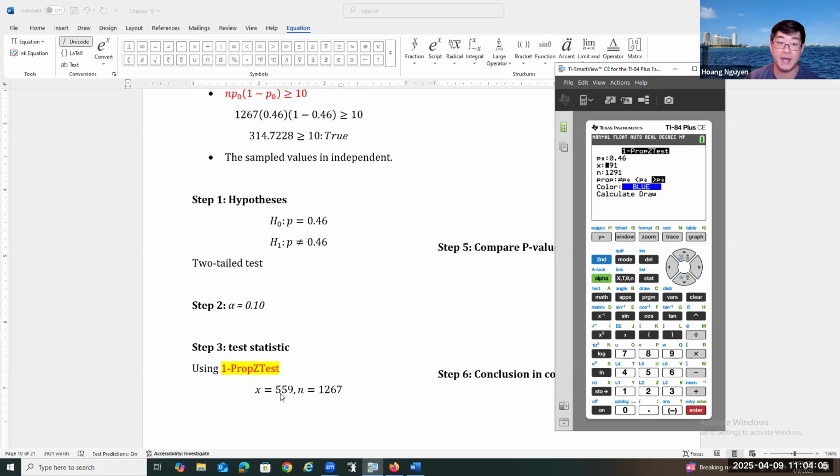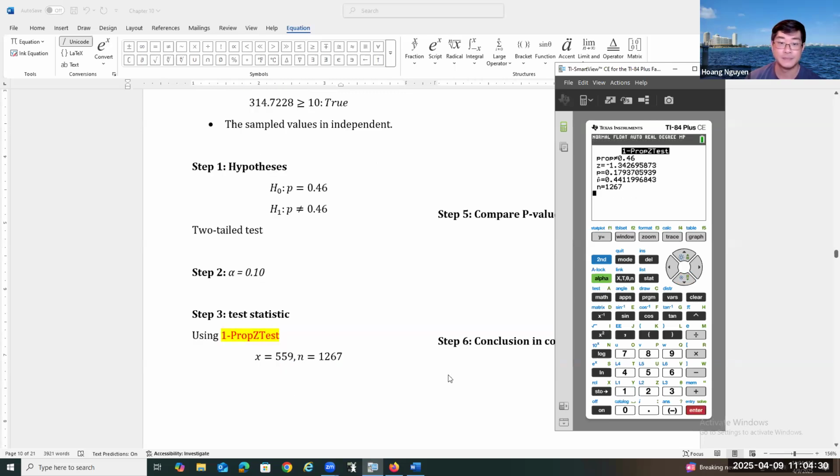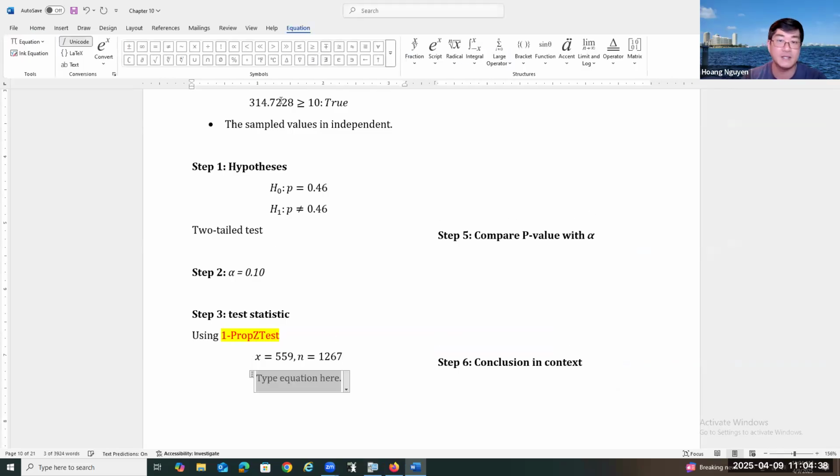Now x equals 559 and n equals 1267. And then for the alternative hypothesis, I can tell that from the alternative hypothesis. Also, this is a two-tailed test, so make sure that you select the two-tailed test, and after that, we just go down to calculate. So using the 1 proportion z-test with x equal this and n equal this, now you can plot the answer z sub 0.